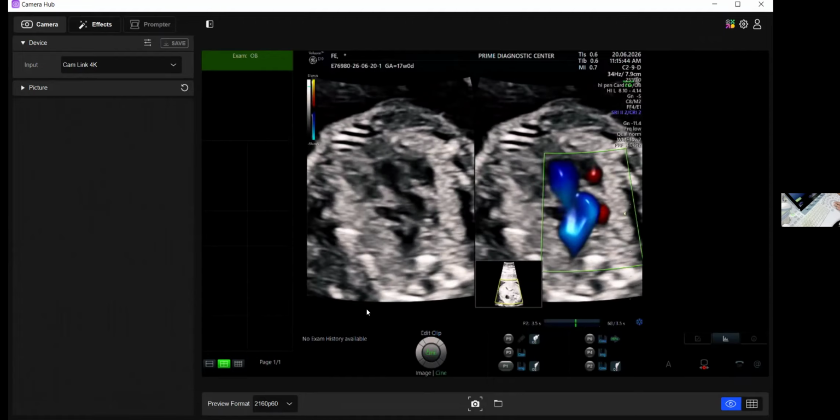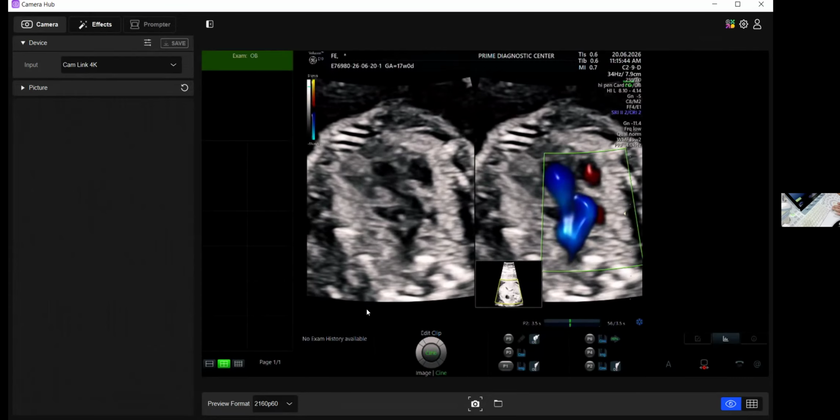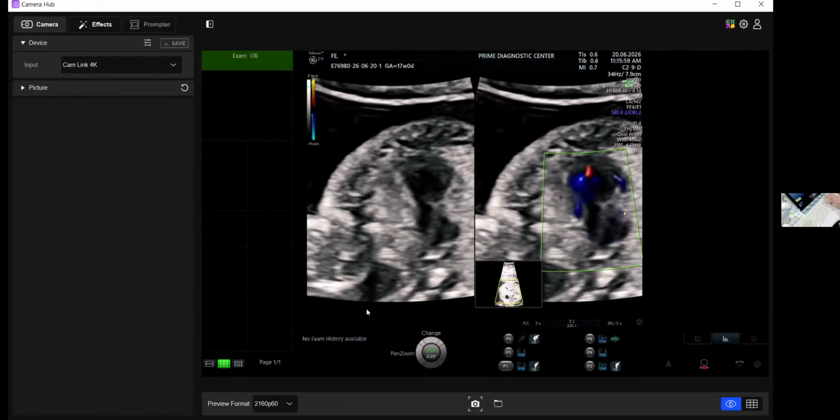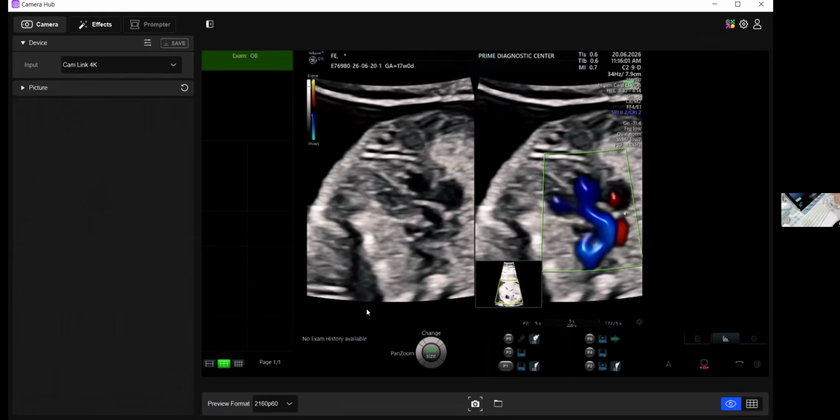So when the three vessel trachea view is there, you can see this is the left SVC, the right normal SVC, this is the trachea, and that is the esophagus and pulmonary artery, PAS pass. Okay, then let's try to look for the thymus.